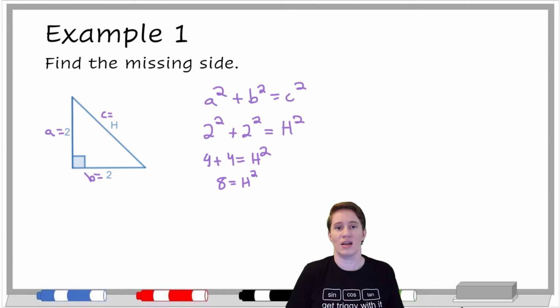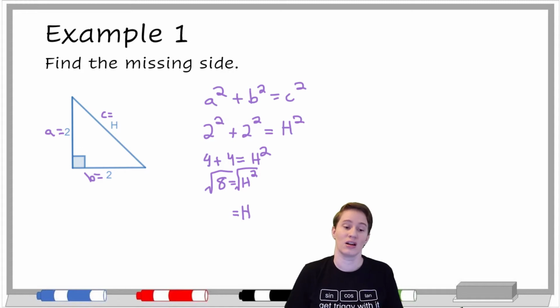And then 8 equals H squared, but we just want H. So to get rid of the squared, we square root both sides. When we are solving an equation and we use the square root, usually we put a plus or minus sign in front to show that there are 2 answers. But because we're talking about side lengths, it does not make sense for a hypotenuse to be negative. So we're choosing to ignore the negative answer and just use the positive square root of 8.